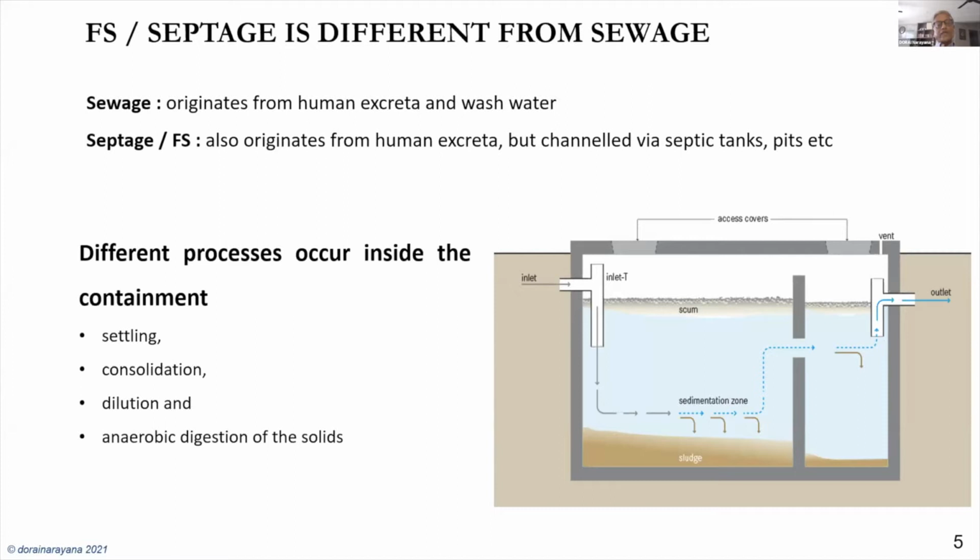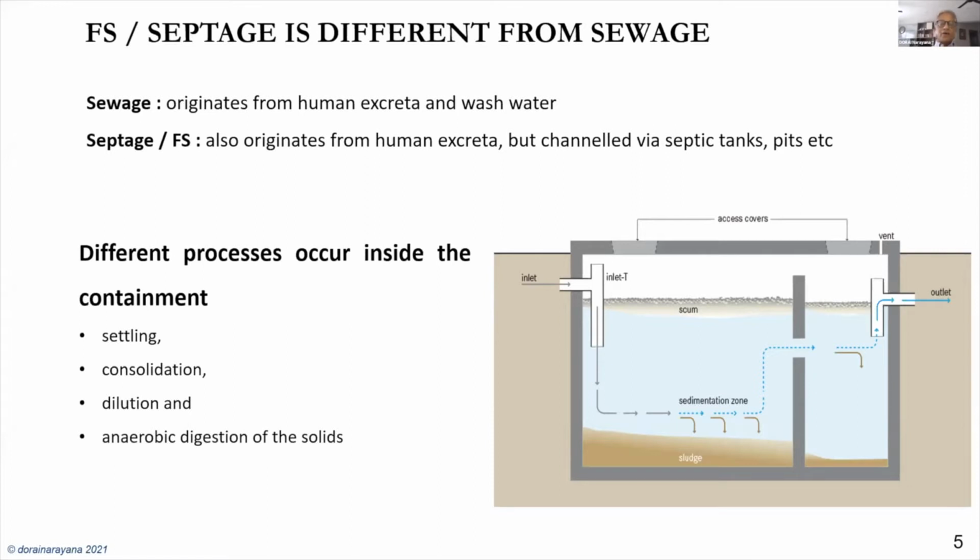When we talk about fecal sludge or septage, it's actually emptied from the bottom of the septic tank or containment together with whatever liquid is present above it. That would constitute septage. And if it is a pit, for example, you might have very little liquid on top, so it becomes much more solid and has much less liquid component. So that's basically what it is.